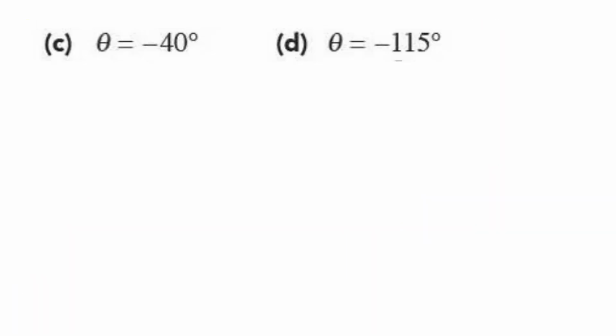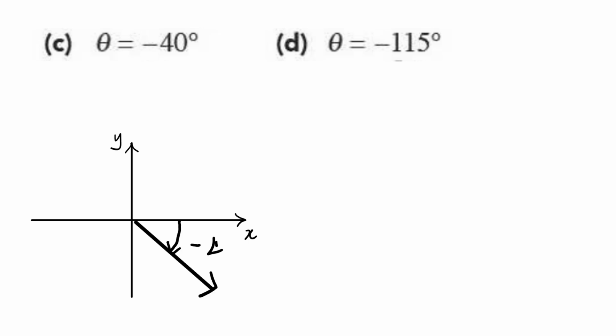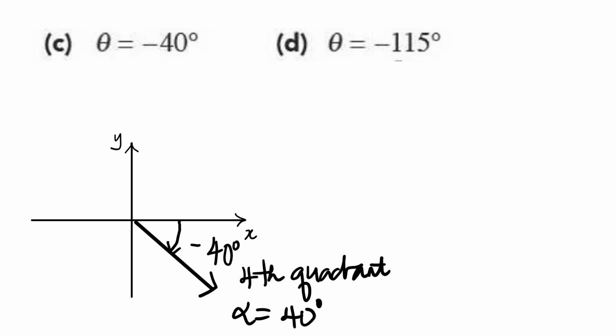Let's look at what happens when you're given a negative angle. A negative angle has to be measured in a clockwise direction. So negative 40 degrees is in the fourth quadrant. If you recall the earlier slides we have learned, the first, second, third, and fourth quadrants are fixed. This is always the first quadrant, this is always the second, this is always the third, and this is always the fourth, for negative or positive angles. So your negative 40 degrees will end up in the fourth quadrant, and the angle alpha is a positive acute angle. Therefore, alpha is 40 degrees.